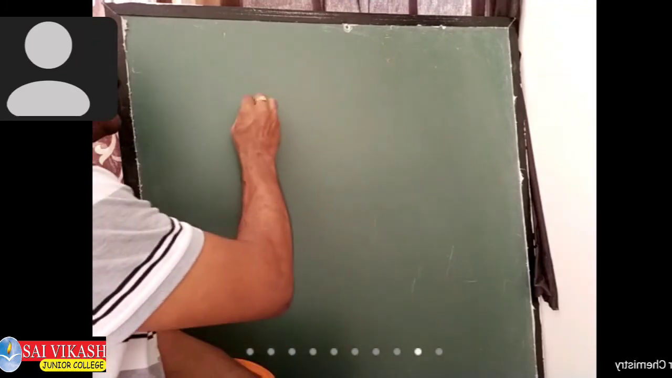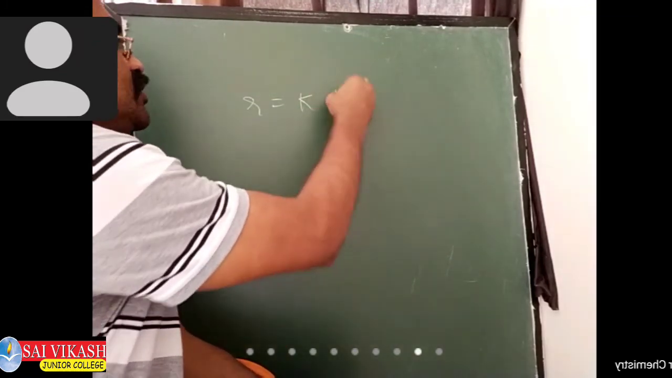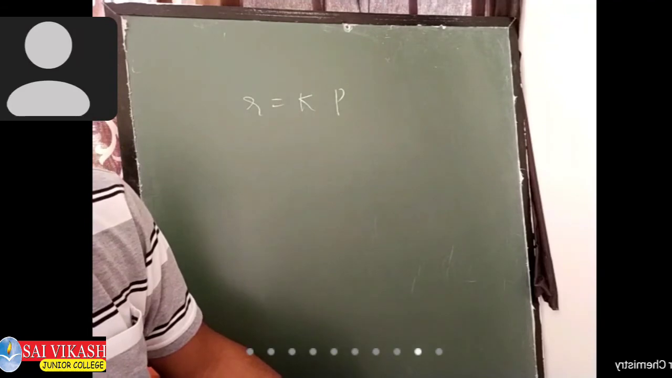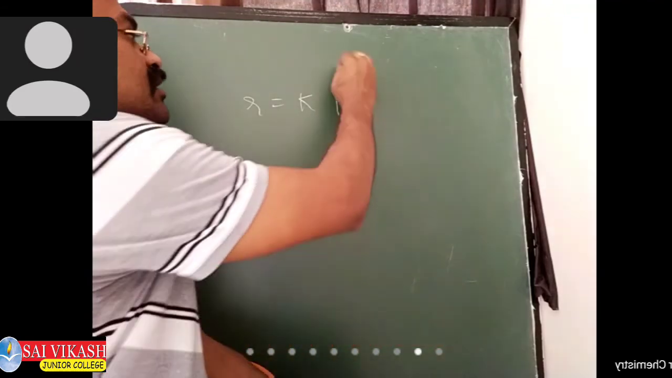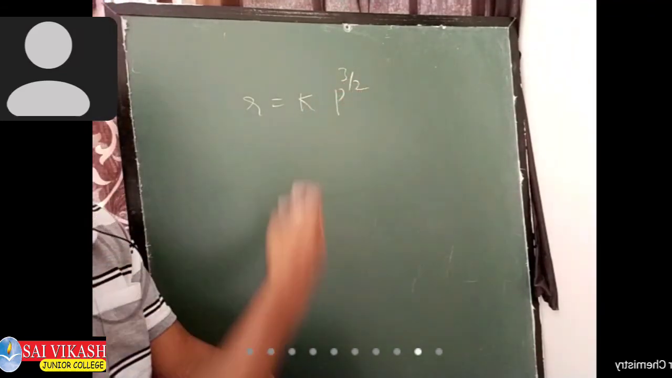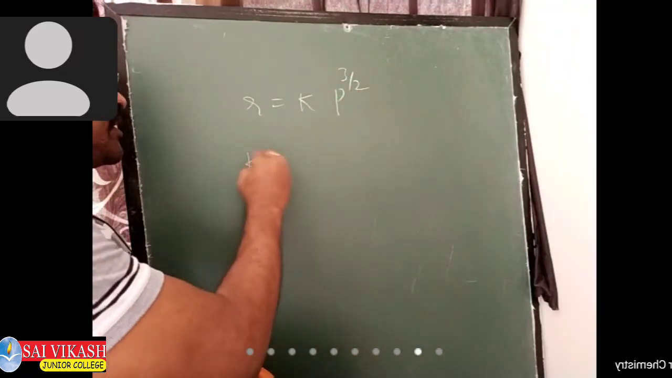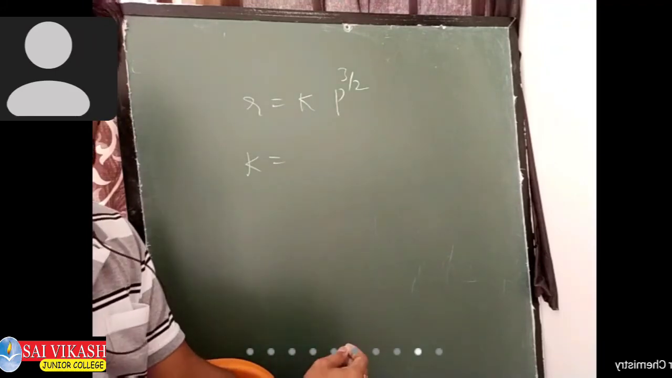4.4 is nothing. See, the decomposition of this compound is given, and they are asking: if the pressure is measured in bar and time in minutes, what are the units of the rate constant? Here the n value is 3 by 2. Rate equals K into the partial pressure of CH3OCH3 power 3 by 2. The order is 3 by 2. What is the unit of the rate constant? K equals what?